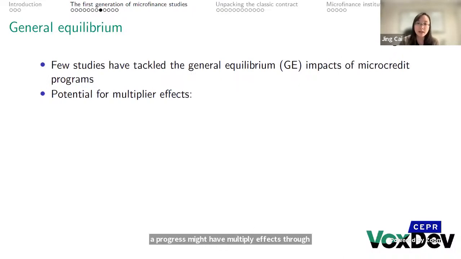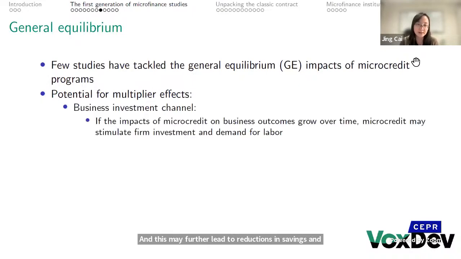So first, if the impact of microcredit on business outcomes increases over time, microcredit may stimulate firm investment and demand for labor. And this may further lead to reductions in savings and higher interest rates, affecting the entry of new firms and the aggregate capital stock, and thus placing upward pressure on wages.